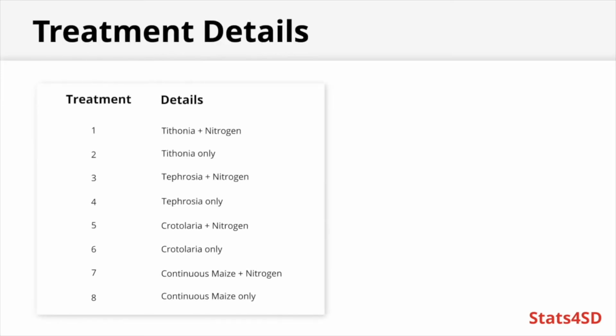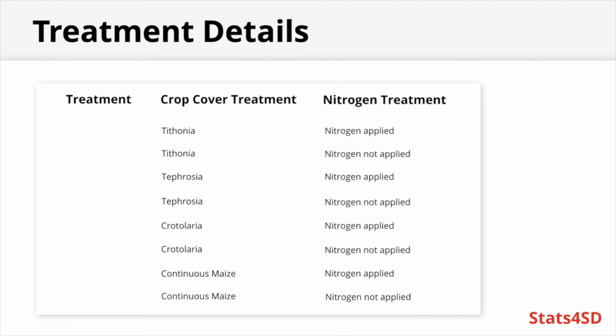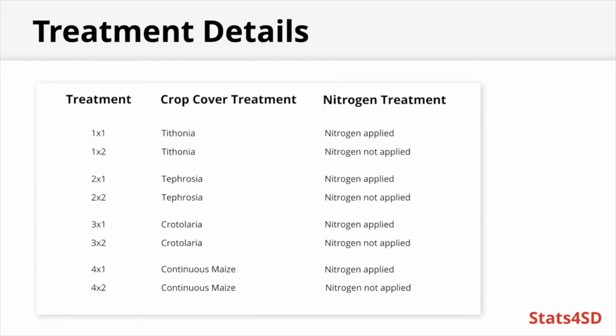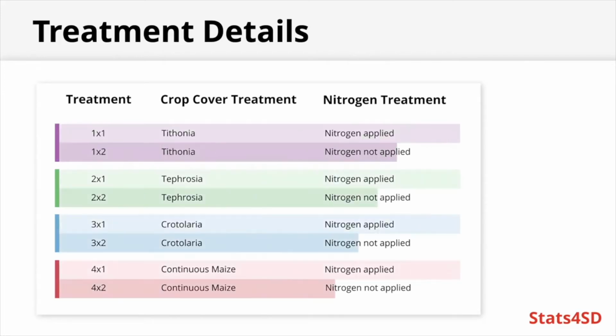So if we just go back to our 8 treatment groups, the key thing to identify is we don't really have 8 treatment groups. We've got 2 different treatment factors. We've got one with 4 levels and one with 2 levels. So we've got 4 different crop cover treatments, 3 different kinds of crop, and then one with no crop cover at all, with continuous maize. And then we've got 2 different kinds of nitrogen, whether it's applied or not applied.